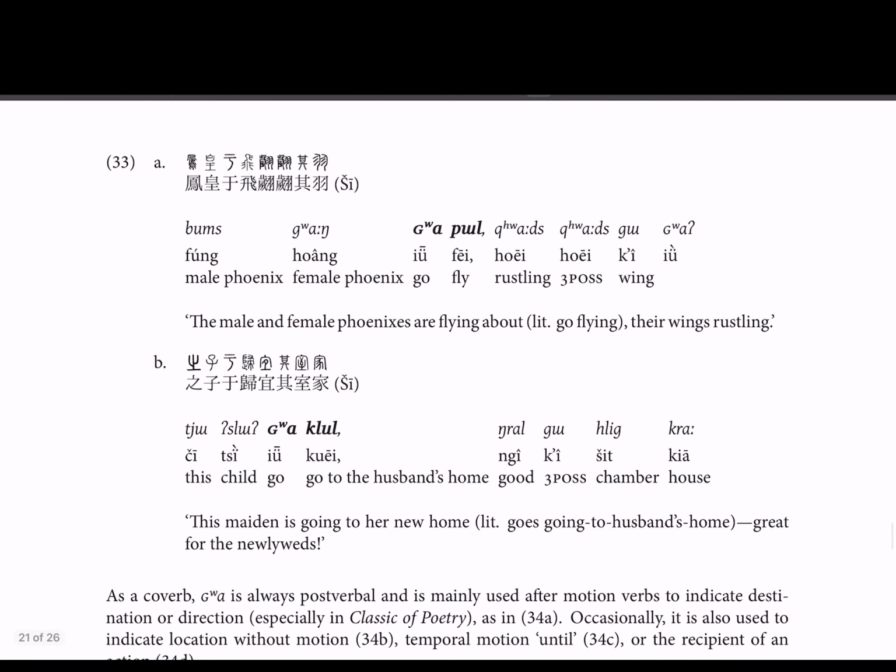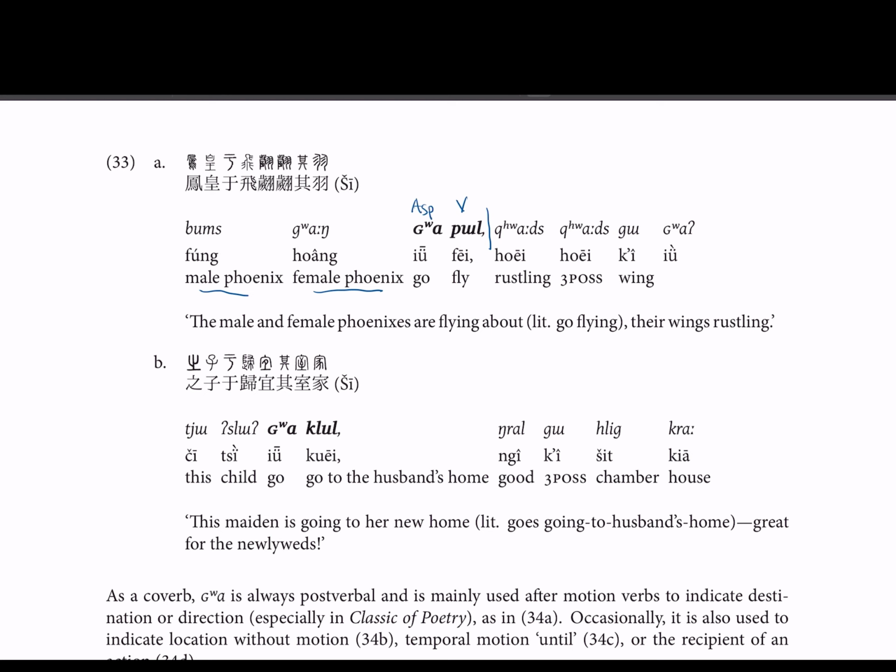Now let's take a look at the examples in 33. 33a, booms guan gua pul. Booms and guan respectively mean male and female phoenix. So what are the phoenixes doing? They gua pul, they're going, flying. And what happens when they go flying about? Quas quas gu gua. Rustling their wings.